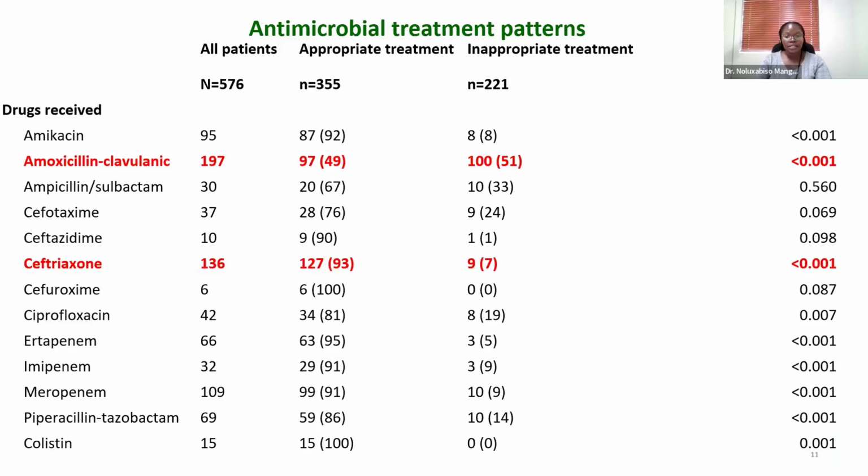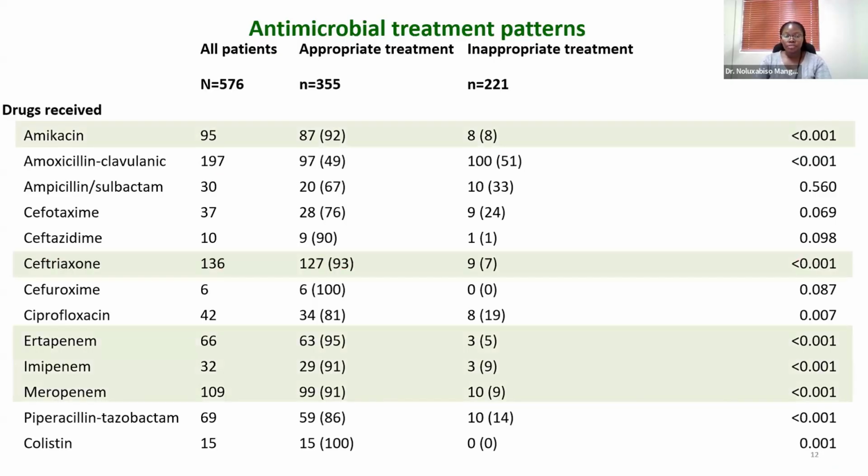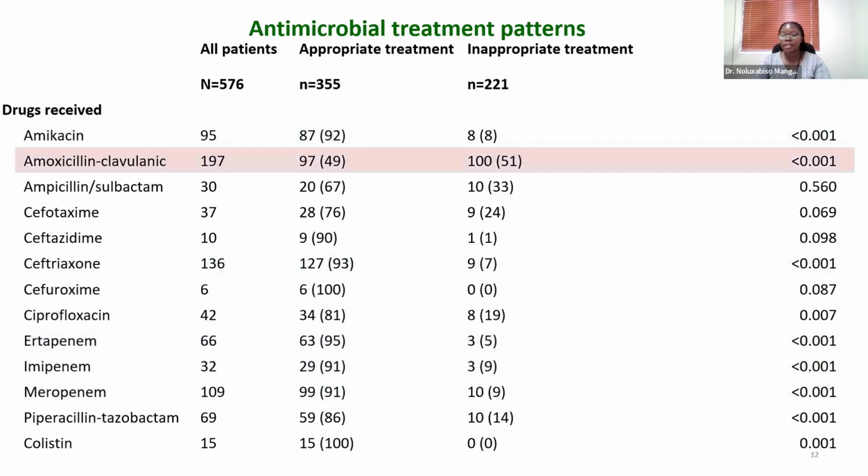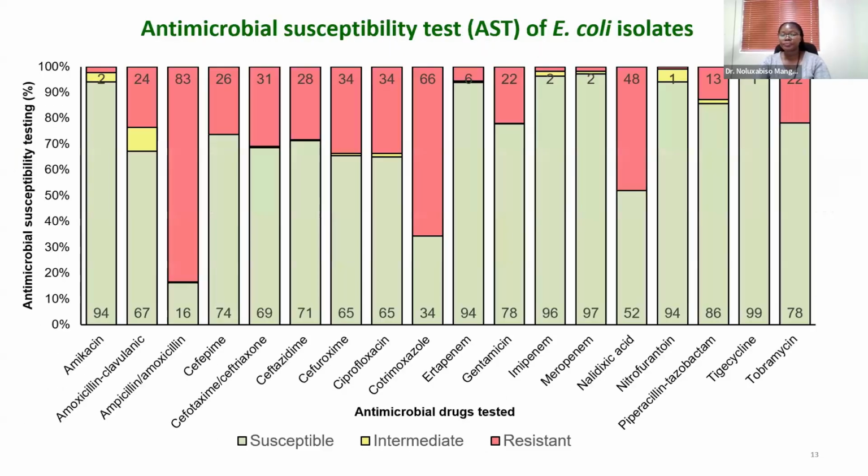And now when we look at the antimicrobial treatment patterns, amoxicillin clavulanic acid, as well as ceftriaxone, were the widely prescribed empiric antimicrobial treatments. Whereas broad-spectrum antimicrobials such as amikacin, ceftriaxone, and carbapenems were commonly prescribed among patients receiving appropriate antimicrobial treatment. In contrast, amoxicillin clavulanic acid was more frequently prescribed among patients who received inappropriate antimicrobial treatment.